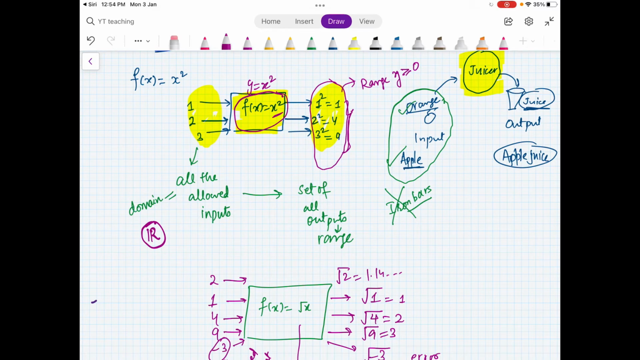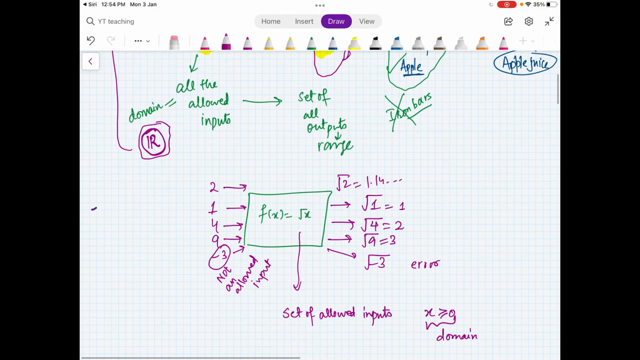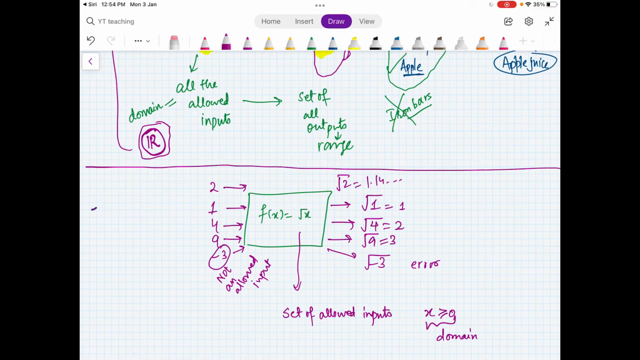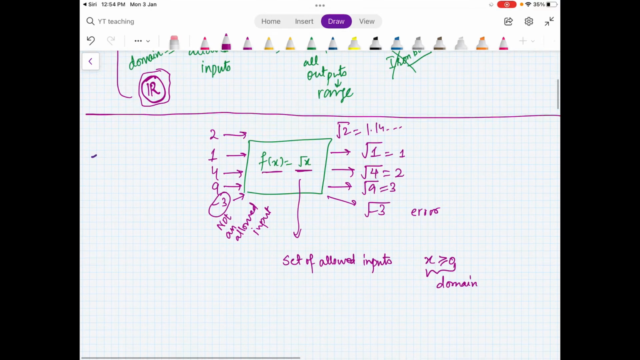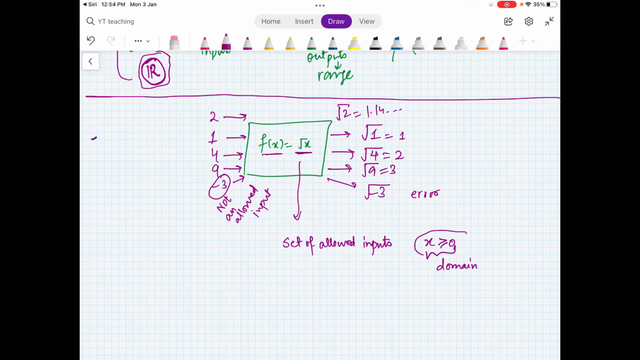So here for this particular function, your domain is the set of all real numbers and your range is y greater than or equal to 0. And if we go to the second case where f of x is equal to square root of x, what is my domain? Domain is all positive x. And what is my range? Range is also all positive y, because I cannot get a negative number.